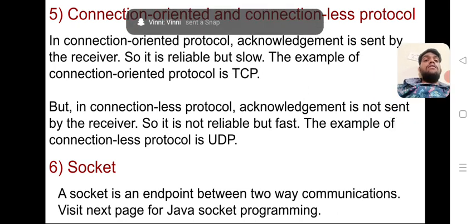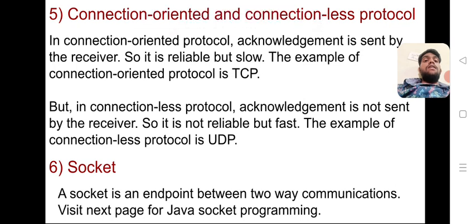Connection-oriented and connectionless protocol. In a connection-oriented protocol, acknowledgement is sent by the receiver, so it is reliable but slow. The example of a connection-oriented protocol is TCP. But in a connectionless protocol, acknowledgement is not sent by the receiver, so it is not reliable but fast. The example of a connectionless protocol is UDP. Socket. A socket is an endpoint between two-way communications. Next, the Java socket program.